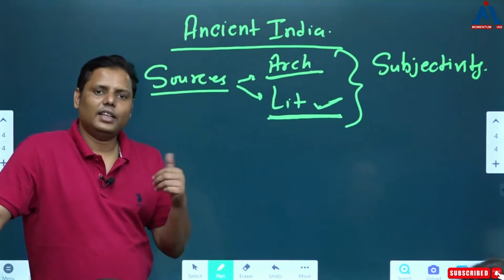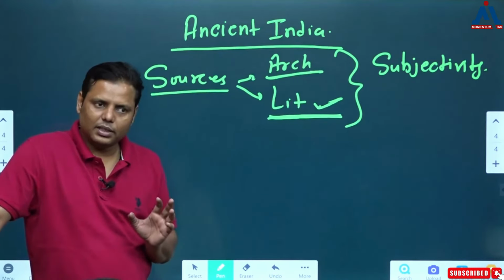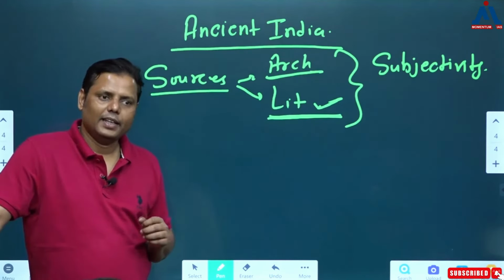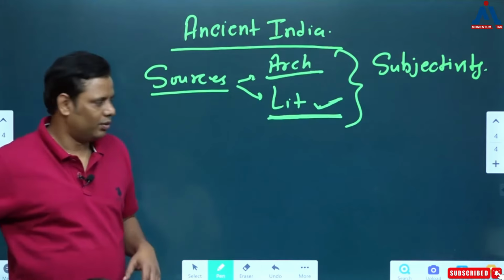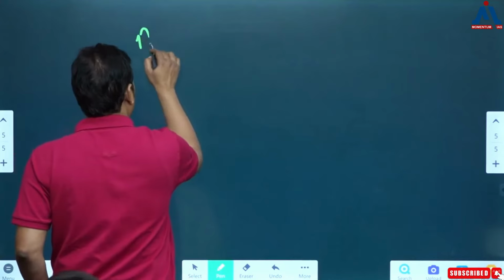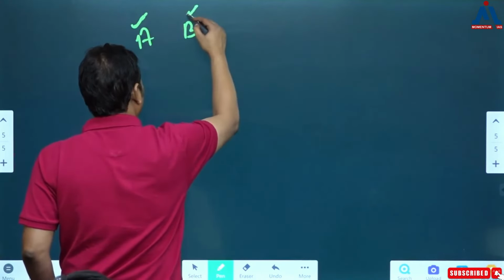Correct? E.H. Carr is writing a very popular story. E.H. Carr, you all must have heard, is the person who wrote the book What is History? Correct? So he's writing about a story, and the story is like this. There were two fellows. Okay? Who are these two fellows? One is Mr. A and one is Mr. B. A is very passionate about smoking and B is very passionate about drinking.